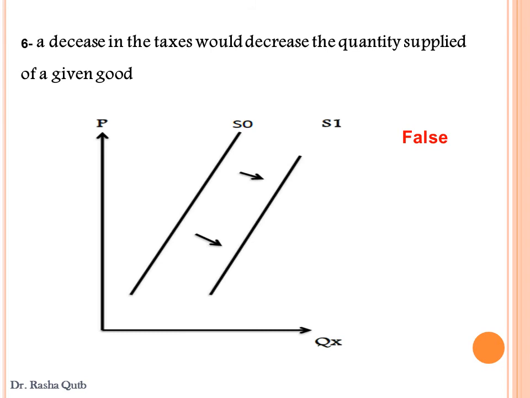So the correction of this sentence is that a decrease in the taxes would increase the supply for a given good.